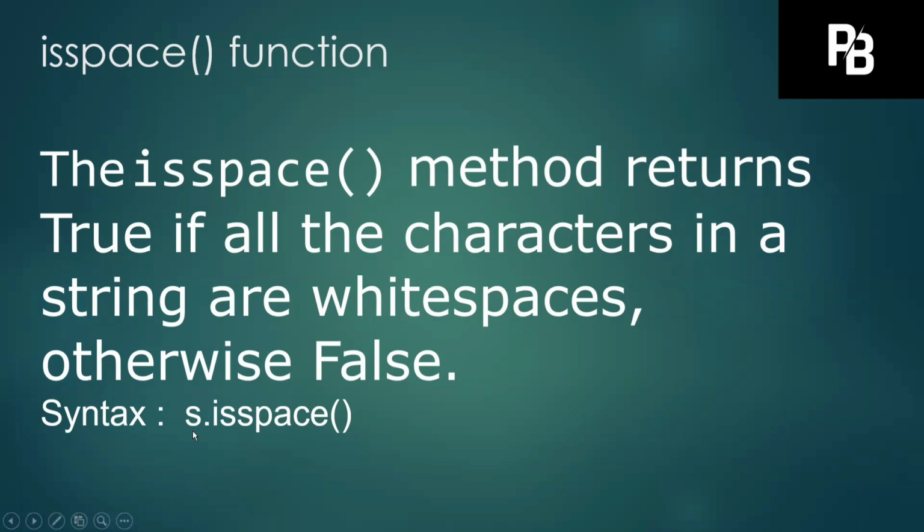What is the syntax of this? The syntax of the isspace function is like this. First of all, we write our string dot isspace. So, the isspace function is used to check for spaces in my string.